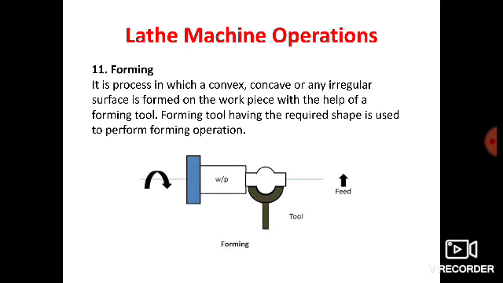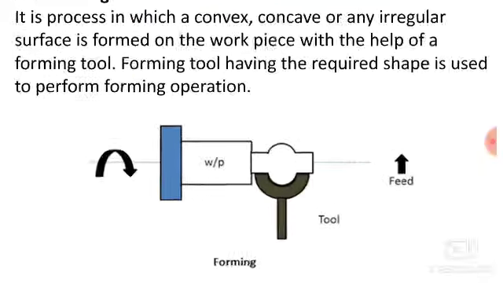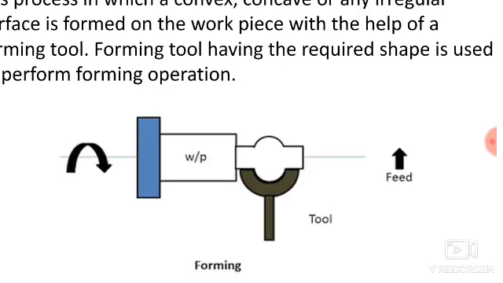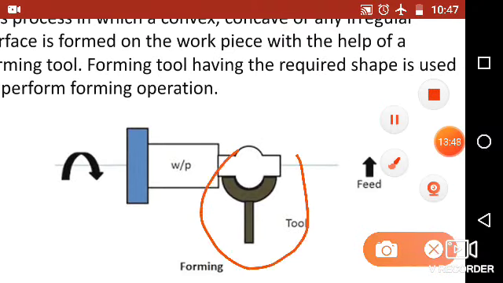Next operation, that is forming. So it is the process in which convex or concave or any irregular surface is formed on the workpiece with the help of forming tool. Forming tool having a required shape is used to perform a forming operation. So here you can see the workpiece that is clamped in the chuck. Okay, and this is an example of forming tool.